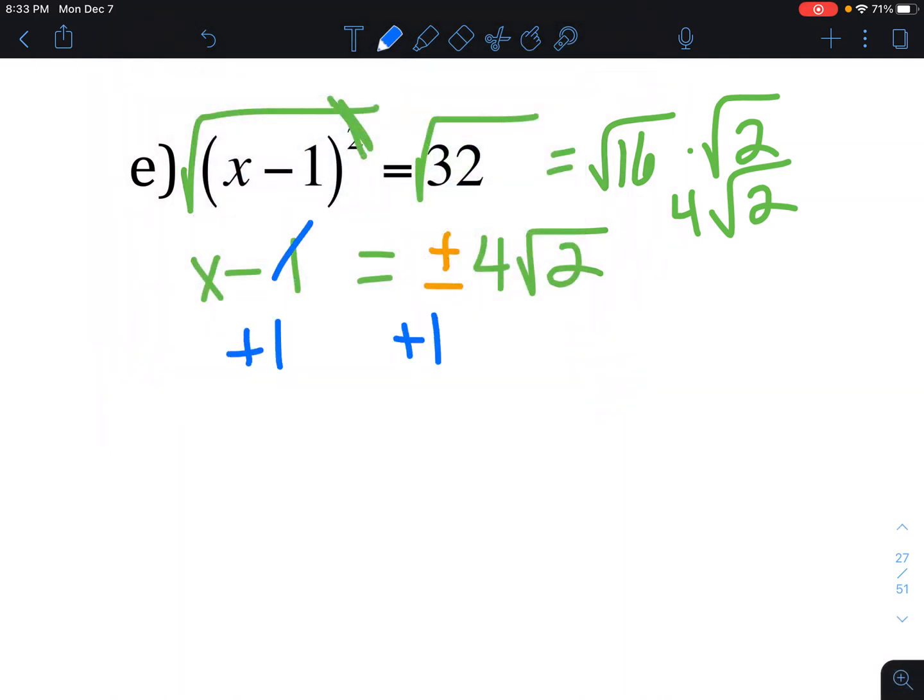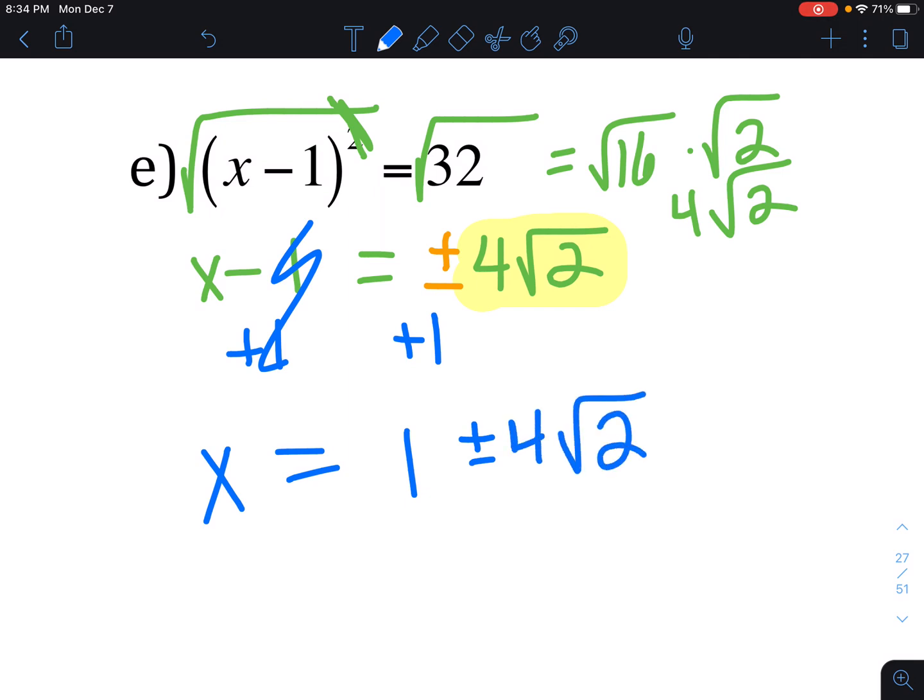Now, it's going to look a little funky here. Yeah, we got our x equals, but you cannot add the 1 to the 4 because they are not considered to be like terms. The 4 has a square root of 2 attached to it. The 1 does not have a square root of 2 attached to it. So we need to keep them separate in our answer. So it would look like 1, then plus minus 4 root 2.